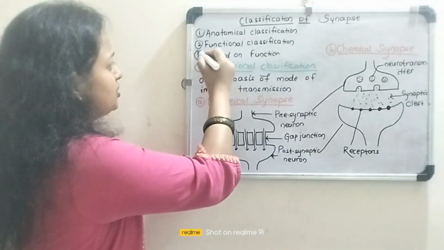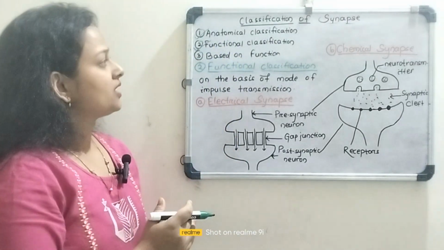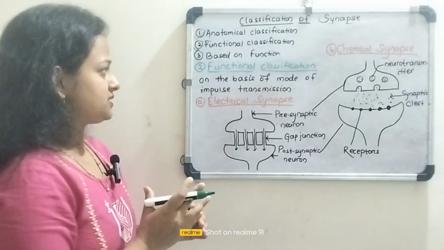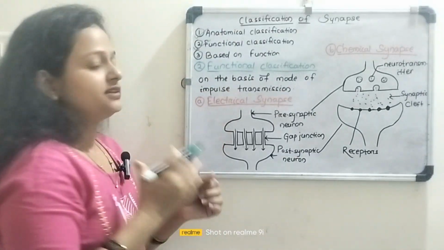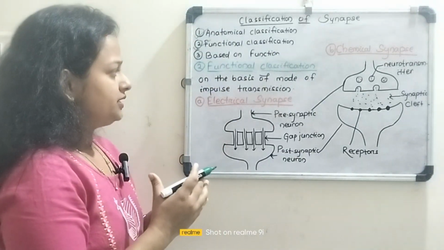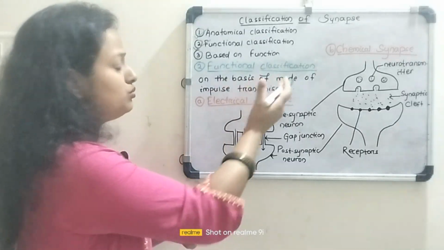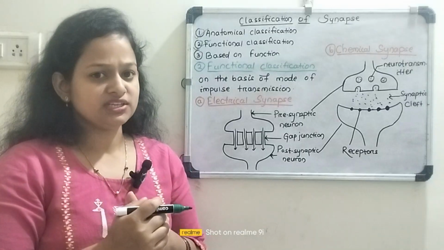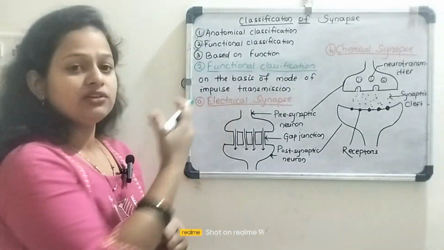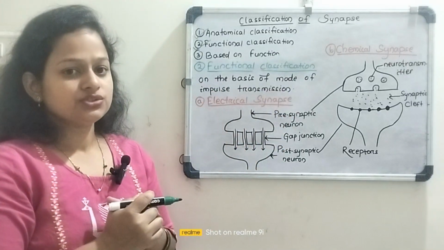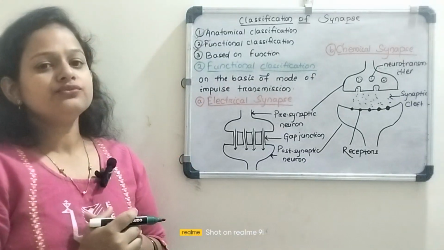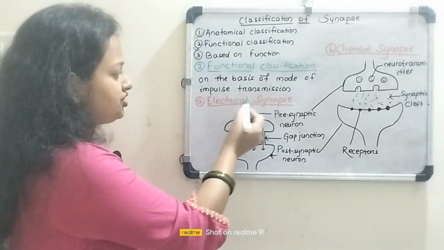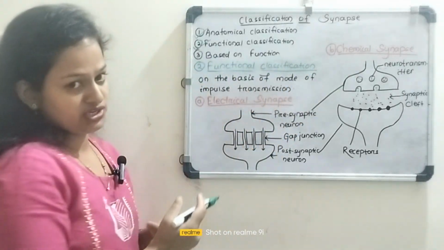Then the second one is the functional classification. According to functional classification, the synapses are of 2 types, and this division occurs on the basis of the mode of impulse transmission, meaning how the impulse is transmitted, whether in electrical form or chemical form. They are the electrical synapse and the chemical synapse.